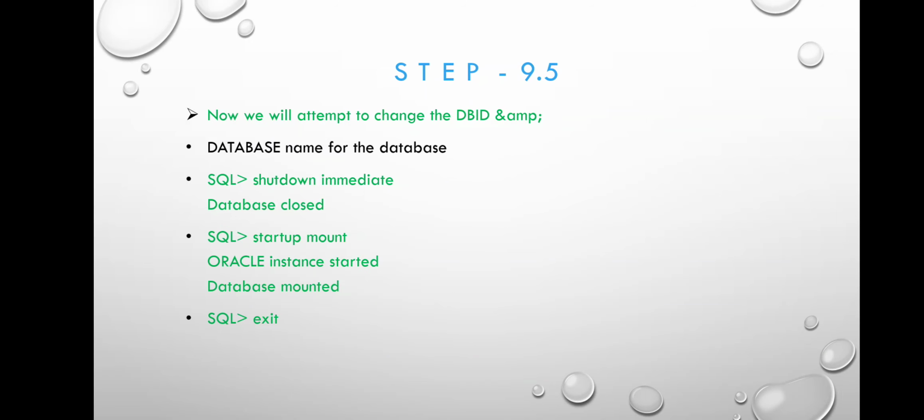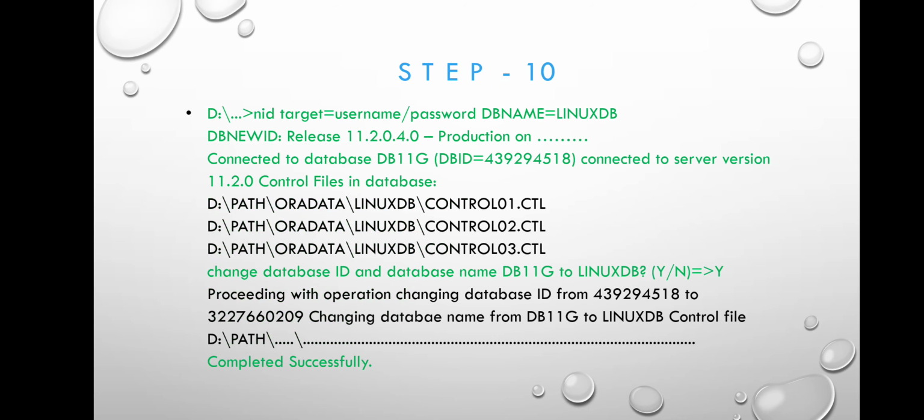Step 9.5. Now we will change the DB ID to a new DB ID. So to do that, bounce the database again with shutdown and startup mount and exit SQL Plus. Step 10. Now to register the new DB ID, we need to run the NID command in the Windows command prompt with the specified parameters carefully, and then you can see the message completed successfully.